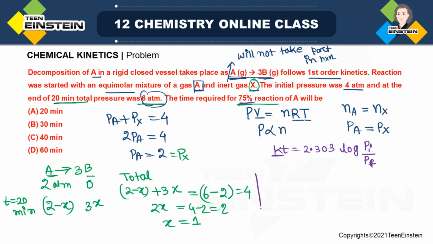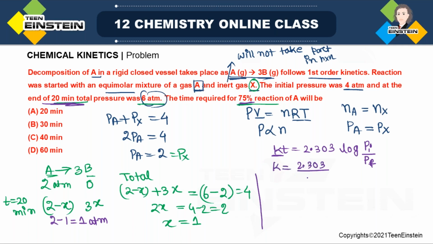And to find the value of K, now we will take the help of this equation, because here it is mentioned 20 minutes is taken, and we also know the final pressure. Final pressure is 2 minus X. Now we know the value of X. So remaining amount of A is 1 atmosphere. Okay, so this equation first we will use to find the value of K.